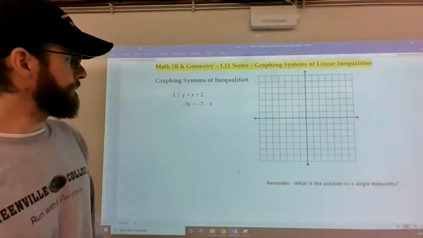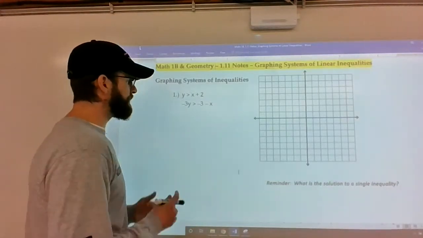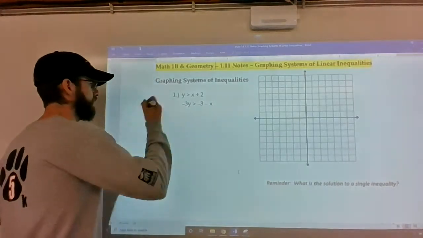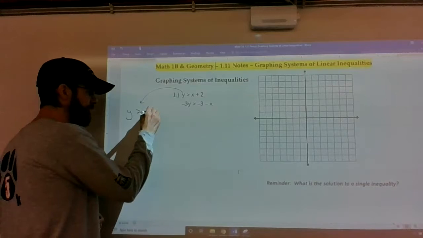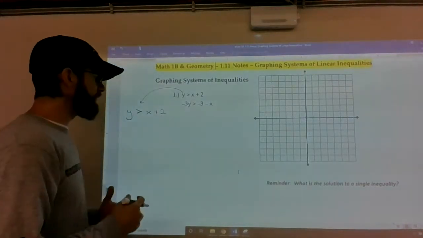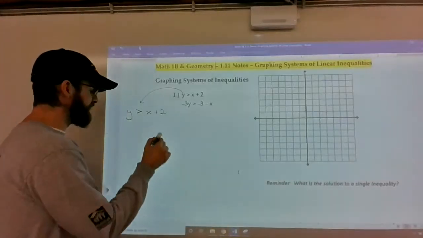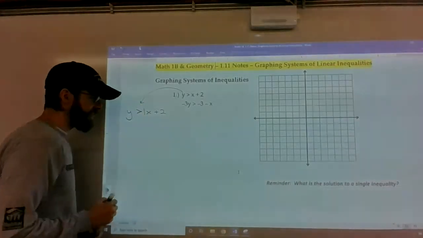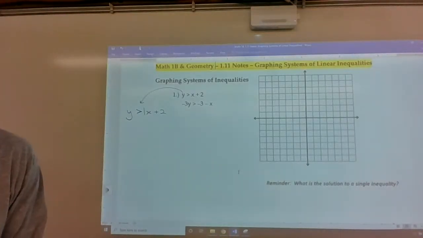So first of all, we have two of them now. That's what a system means. And the task is the same. Make sure y is by itself, in which you can read the mx plus b business. There's a 1 in front of x in this case. We should be able to graph that one virtually no problem.